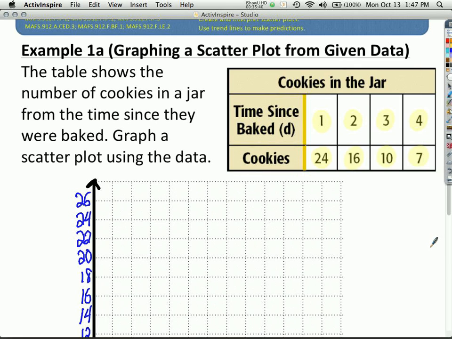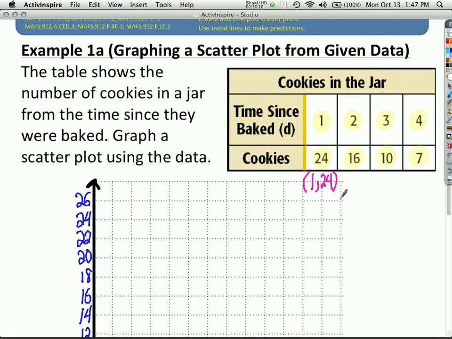Since the cookies, the time, we'll go ahead and put the cookies on the side. So give me an ordered pair. Give me a 1 and 24. 1, comma 24. 1, comma 24. That's an ordered pair right there. That's the x value, that's the y value, that's the ordered pair.